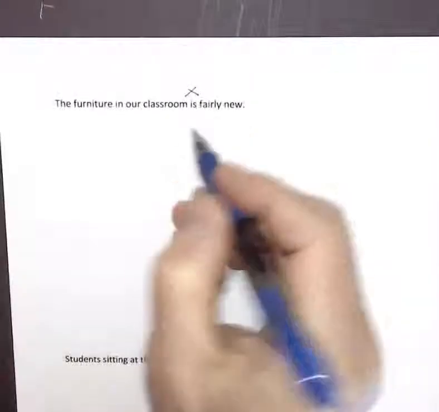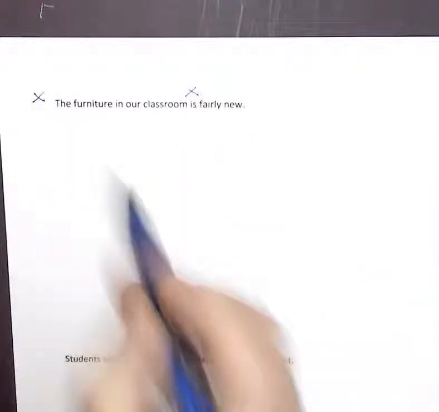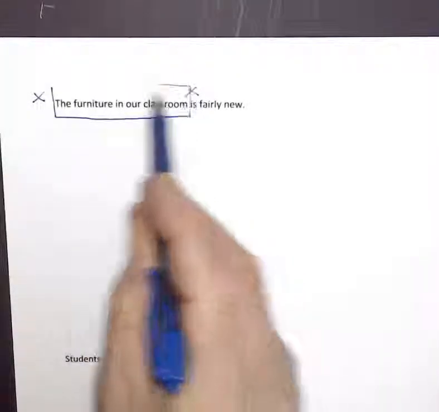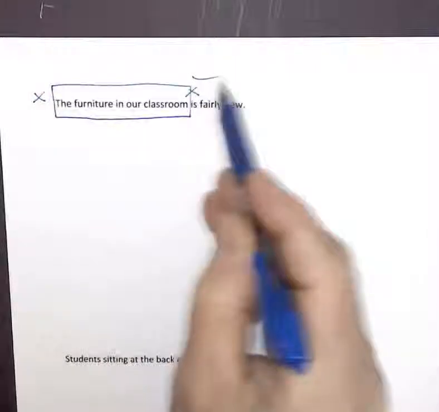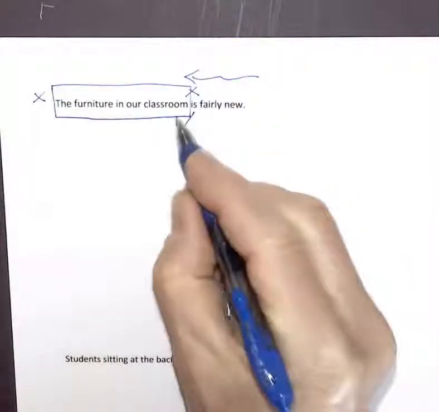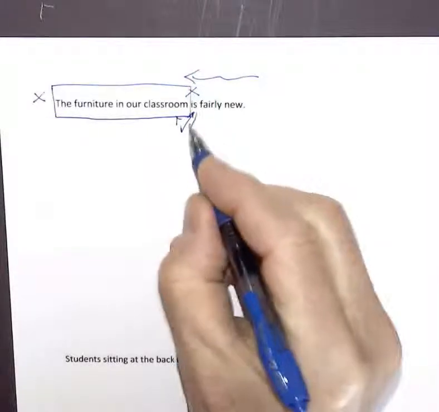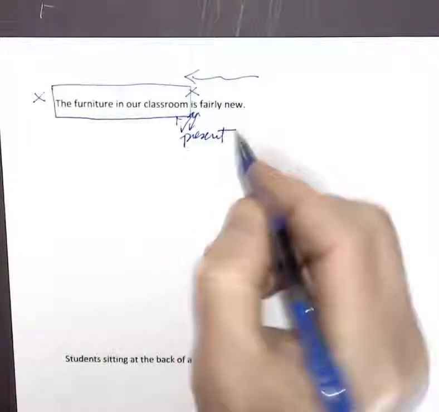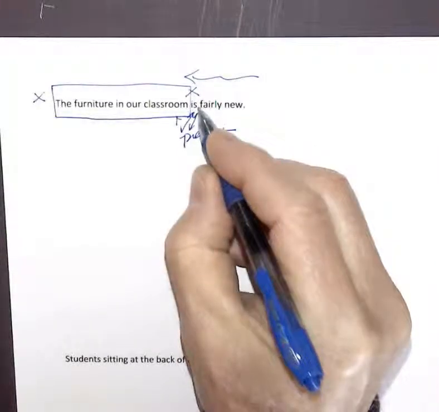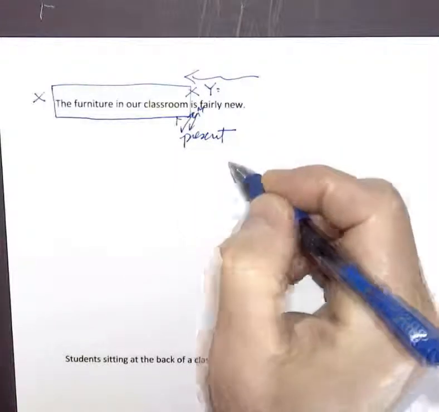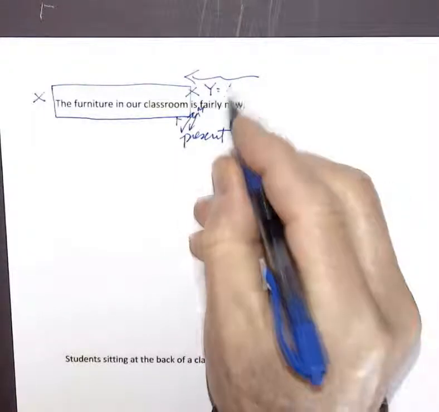Let's take a look. The furniture in our classroom is fairly new. Is the furniture fairly new? The furniture is not. The furniture in our classroom is the subject, and the predicate. There were no shifters. Let's take a look at our ties. Present. The M place is empty. It's in the middle. And Y is fairly new. Fairly new is an adjective phrase.